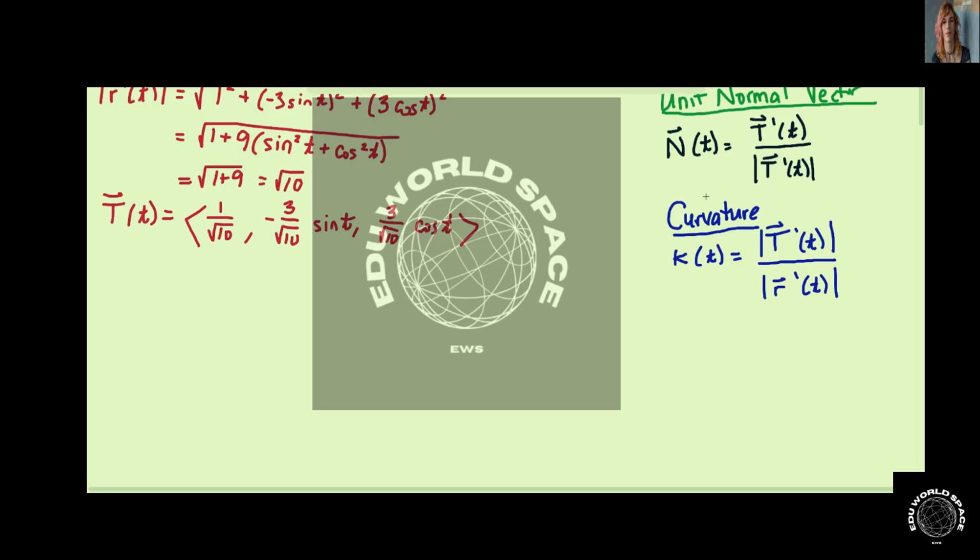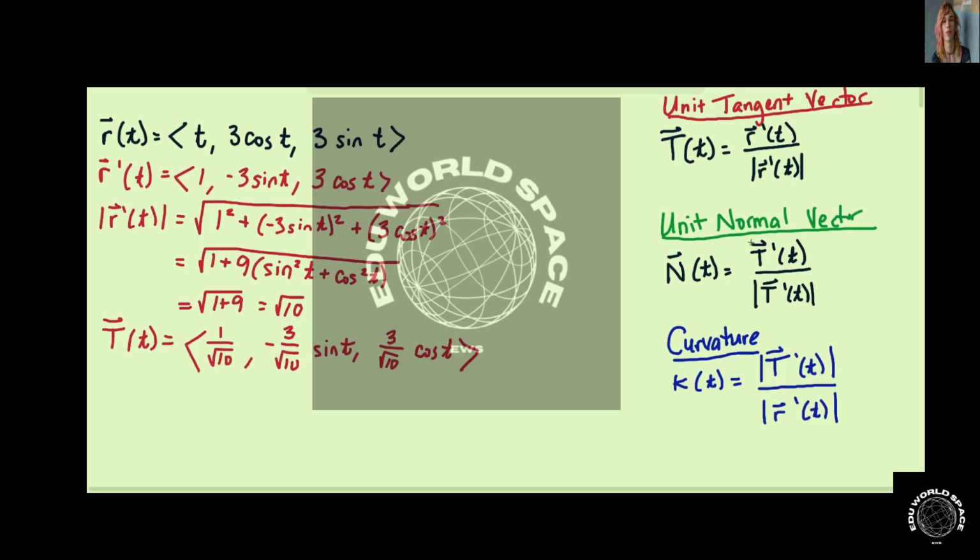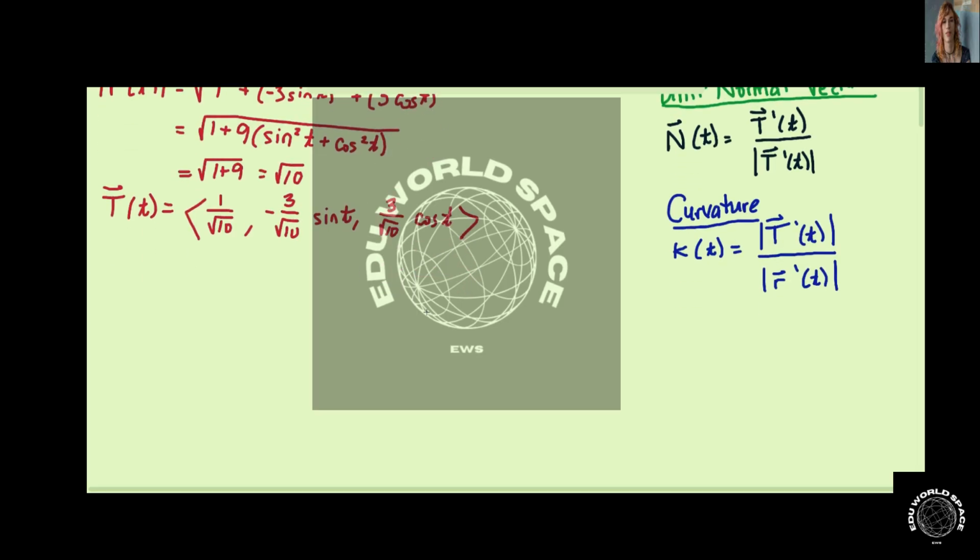Now we want to find the unit normal vector. And the unit normal vector is doing the same thing that we just did, except instead of starting with the original vector, now we'll start with the unit tangent vector. So we need to start by taking the derivative of the unit tangent vector. The derivative of 1 over root 10 is 0. It's a constant. Okay, derivative of negative 3 over root 10 sine t is negative 3 over root 10 cosine t. And derivative of 3 over root 10 cosine t is negative 3 over root 10 sine t.